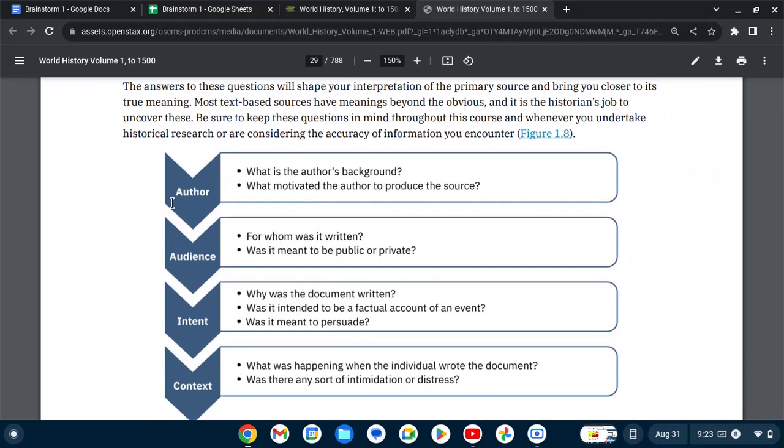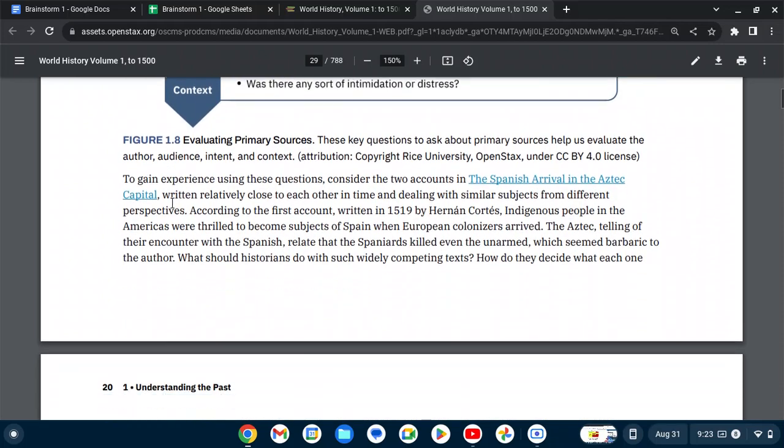The answers to these questions will shape your interpretation of the primary source and bring you closer to its true meaning. Most text-based sources have meanings beyond the obvious, and it is the historian's job to uncover these. Be sure to keep these questions in mind throughout this course and whenever you undertake historical research or are considering the accuracy of information you encounter.